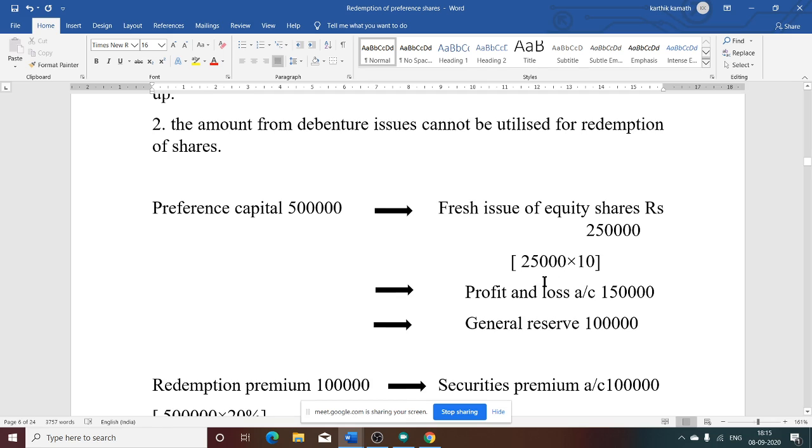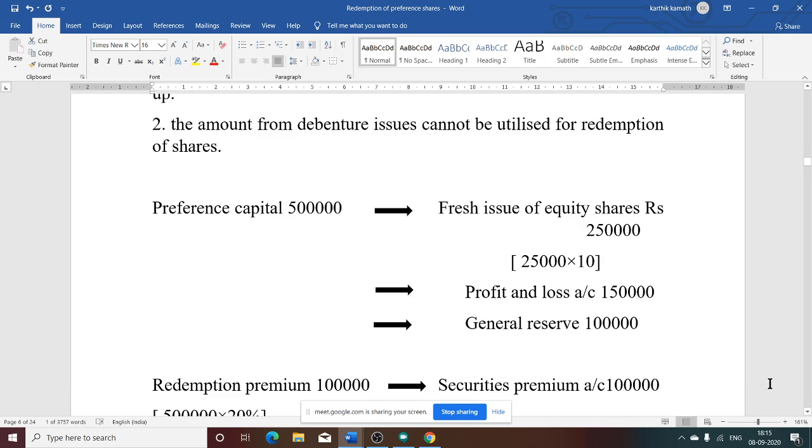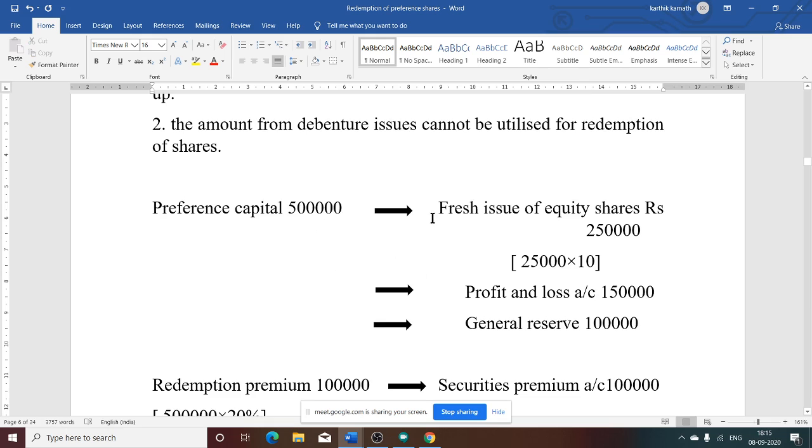Now we are going to use the general reserve account. The general reserve balance is 2 lakh, but we want only 1 lakh, so we will take only 1 lakh from the general reserve. Now 2,50,000 plus 1,50,000 plus 1 lakh is equal to 5 lakh. So the preference share capital of 5 lakh is paid using the fresh issue, profit and loss, and general reserve account. This is the first working note. Show the preference share capital with 3 arrows, and show from where you are taking the money.